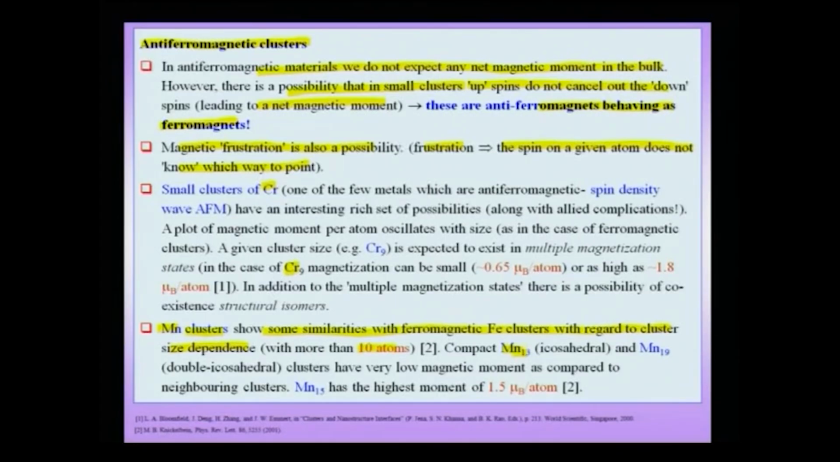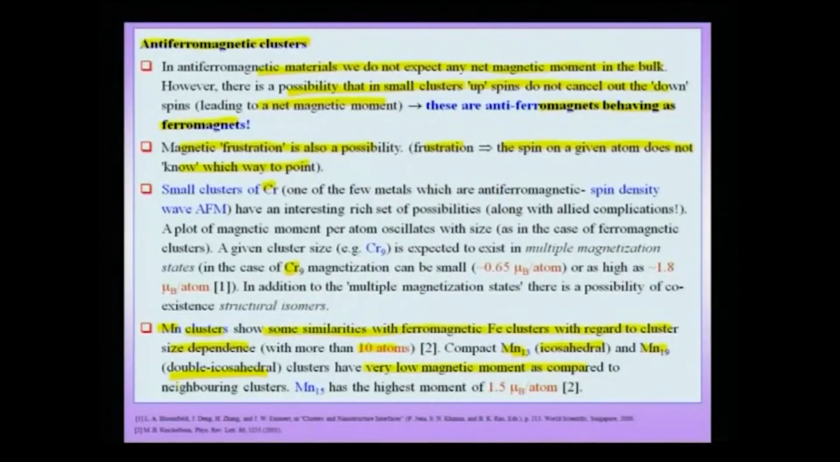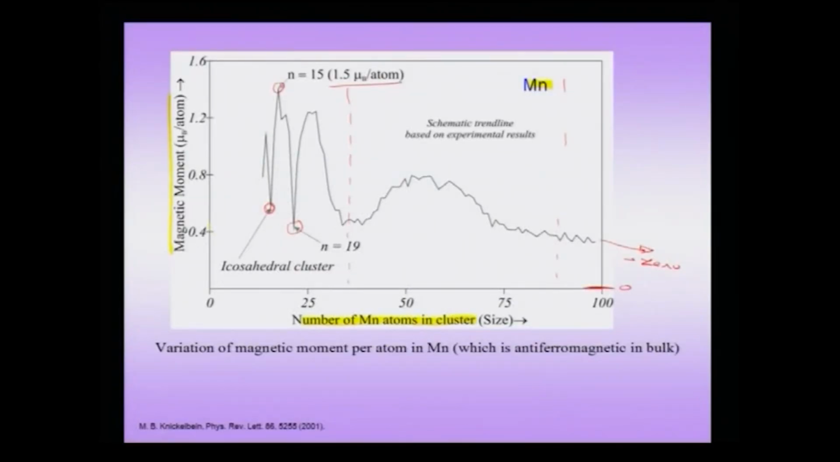Compact 13-atom clusters, which is the icosahedral configuration, and the Mn19, which is actually a double icosahedral cluster, that means there is one icosahedral shell and above that a second icosahedral shell, called a double icosahedral construction, give very low magnetic moments compared to neighboring clusters like Mn15, which has a high magnetic moment of about 1.5 μB per atom. So the low magnetic moments are about 0.4 to 0.5 μB per atom, while the high one corresponds to about 1.5 μB per atom.